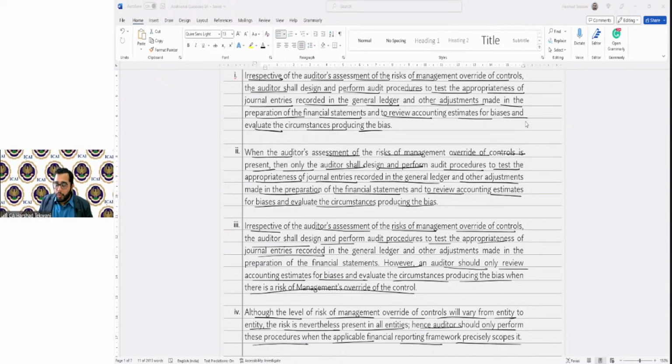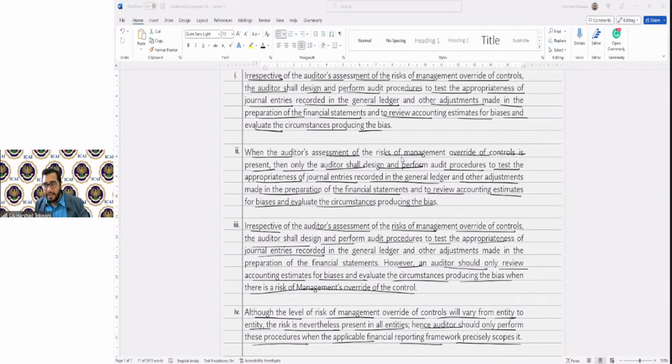Due to the unpredictable way in which these controls can be overridden. Okay, you have seen a lot of scams in the past. A lot of examples are there. Very good example, Satyam, where the management was involved to override the controls. It is a huge risk of material misstatement due to fraud, and thus a significant risk.